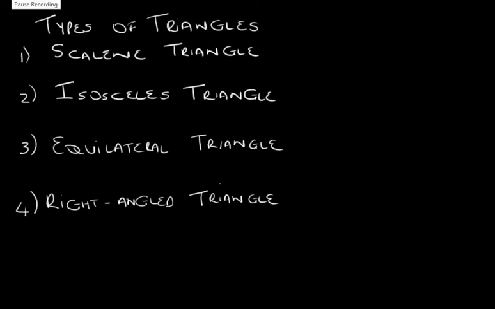Now there are 4 types of triangles that we need to discuss. We need to discuss the scalene triangle, the isosceles triangle, the equilateral triangle, and the right angle triangle. So what I'm going to do is make notes on each type of triangle, and I'd like for you to take that down.